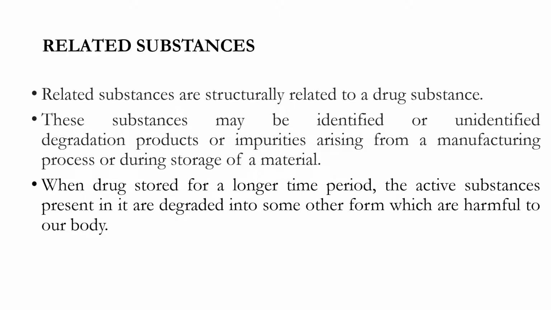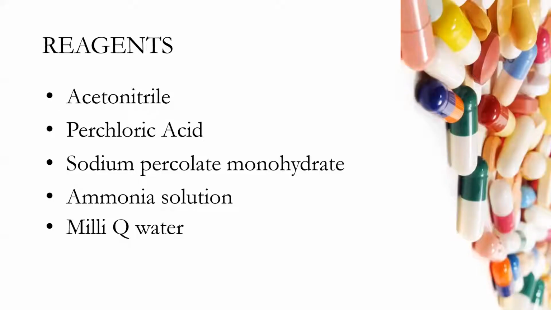Related substances are structurally related to the drug substance, and these substances may be identified or sometimes unidentified degradation products. Impurities arise from the manufacturing process or during the storage of material. So when drugs are stored for a longer period, the active substance present in them is degraded into some other form. It can be harmful. Sometimes an expired batch can have side effects. So for that purpose, we have to check the related substances.